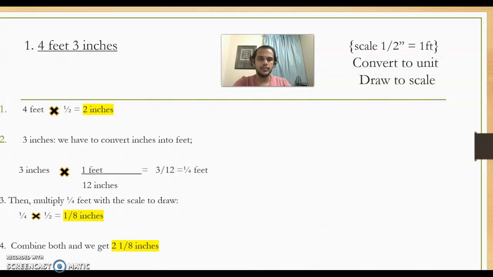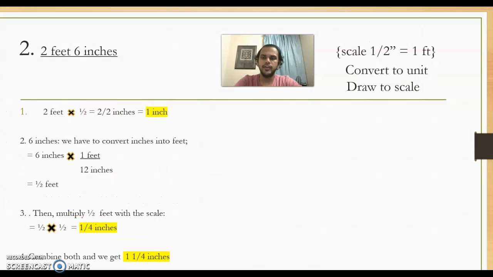Now we move on to the second part, which is 2 feet 6 inches. Once again, I've copied the scale and the steps on the right. 2 feet has already been converted, so there's no need for you to use that step anymore. Multiply it with the scale to draw, which is 1 by 2, gives you 2 upon 2, which is 1 inch. 6 inches is the second part of the problem. We convert that into feet using the same formula that we used on the previous slide. 6 inches into 1, 6 upon 12, use division, comes down to 1 upon 2.